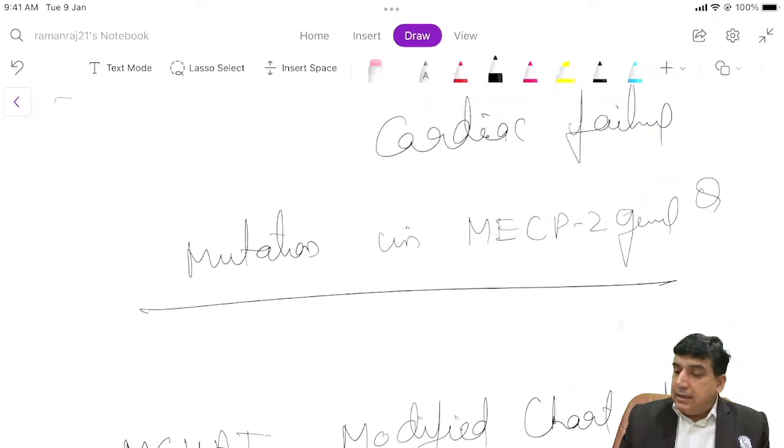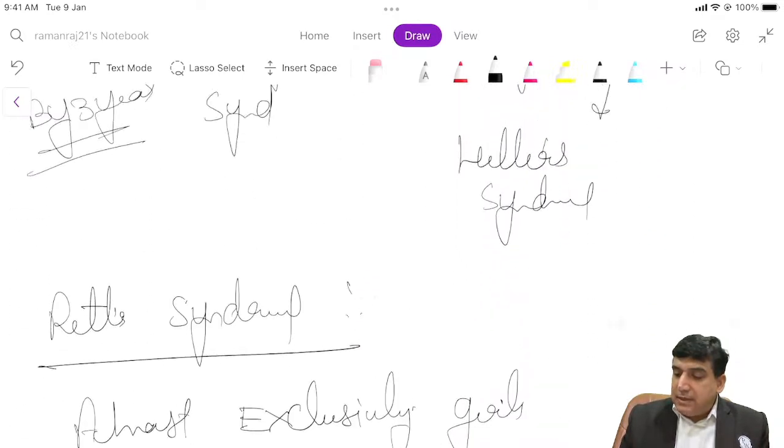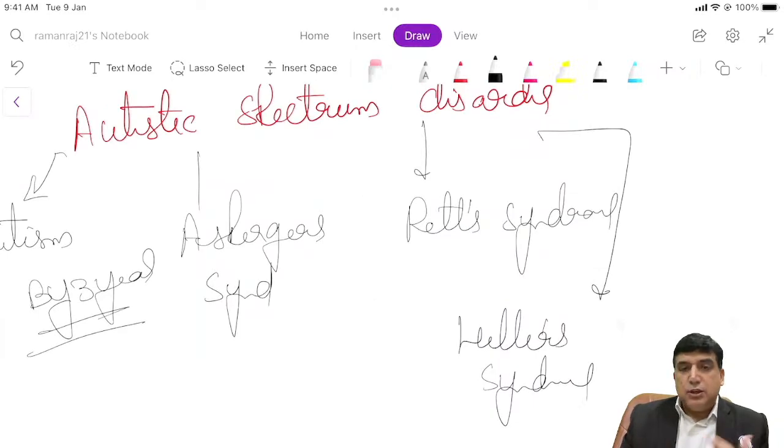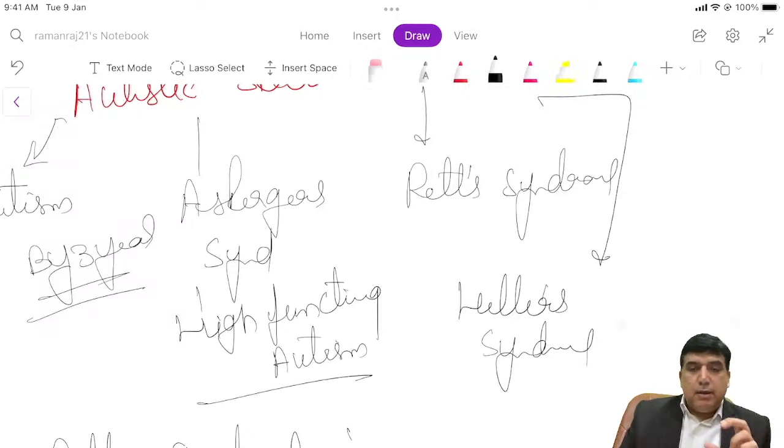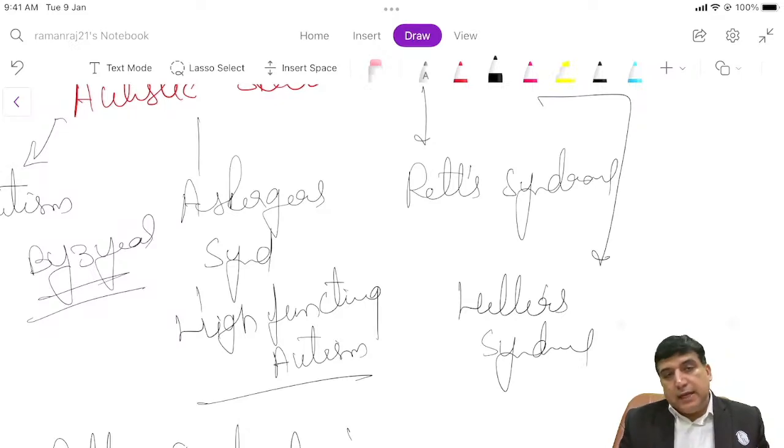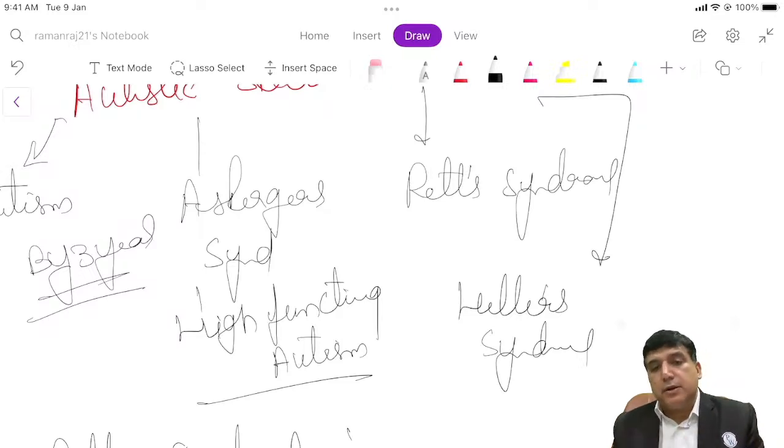And Asperger syndrome, just remember, we also say it's high functioning autism. Another name of Asperger syndrome is high functioning autism. Why do we say high functioning autism? Because the language and communication criterion is not there. There is no language and cognitive deficit in Asperger syndrome. That's why, compared to autism, Asperger syndrome has a better prognosis.